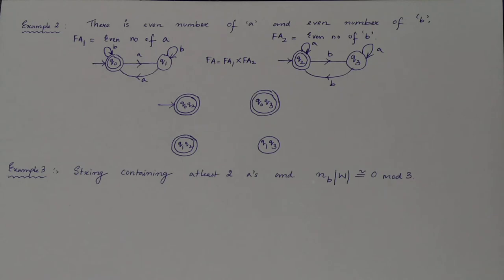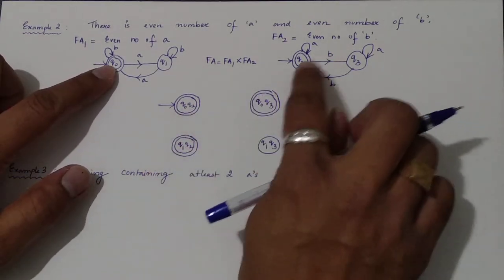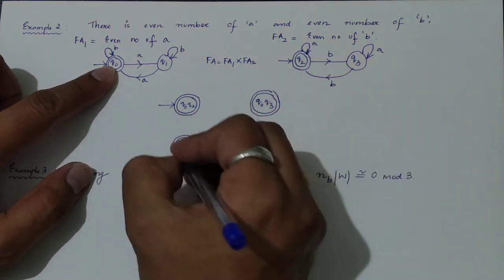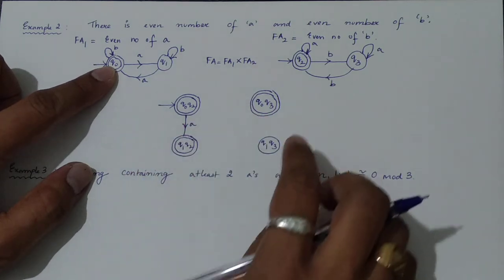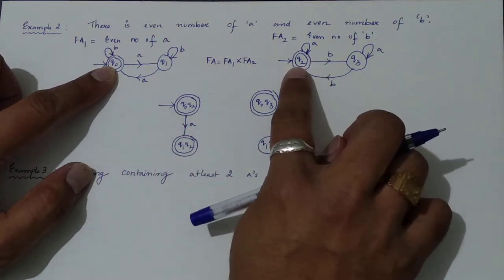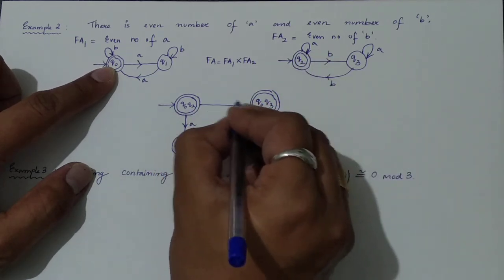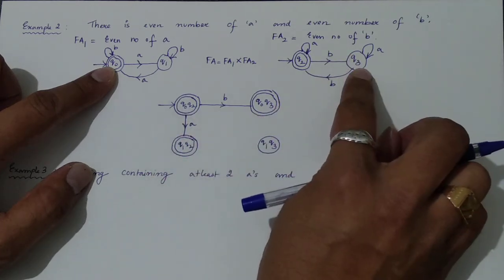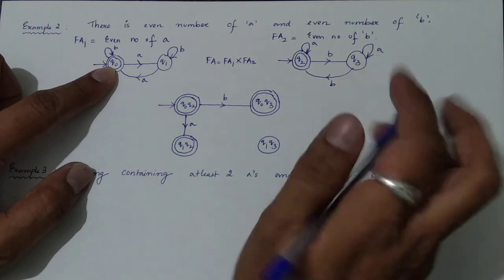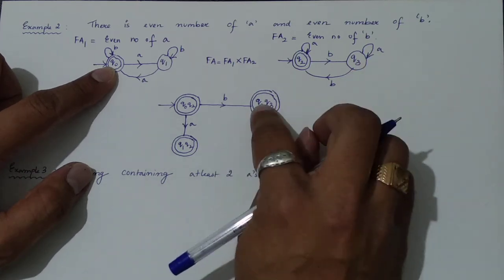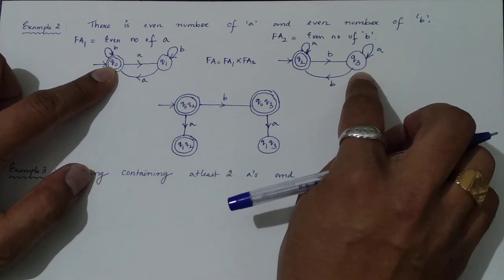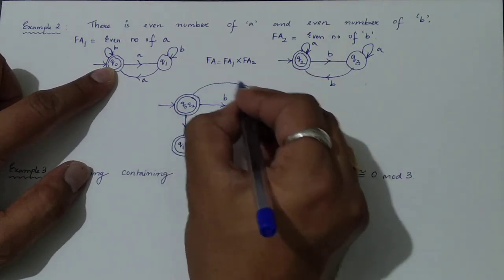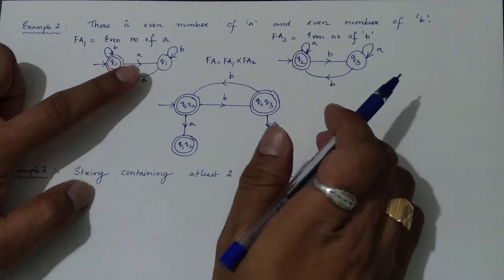Now I have to draw the transitions. Q0, Q2 on A, where is it going? It is going to Q1, Q2, correct? So I will draw like this. Clear? Q0, Q2 on B, where is it going? It is going to Q0, Q3. Now I will go to Q0, Q3. Q0, Q3 on A is going to Q1, Q3, correct? Then Q0, Q3 on B is going to Q0, Q2, correct? Clear?